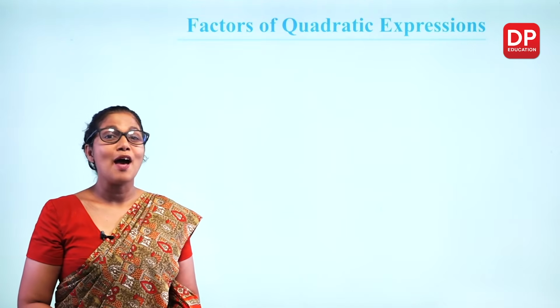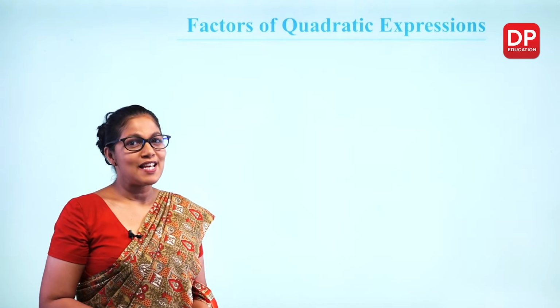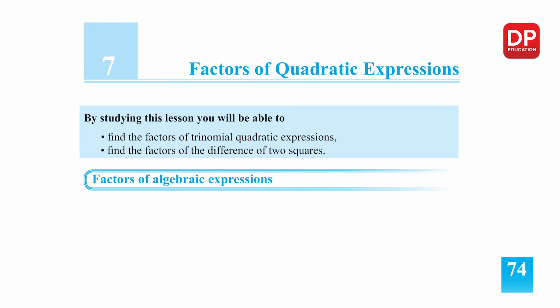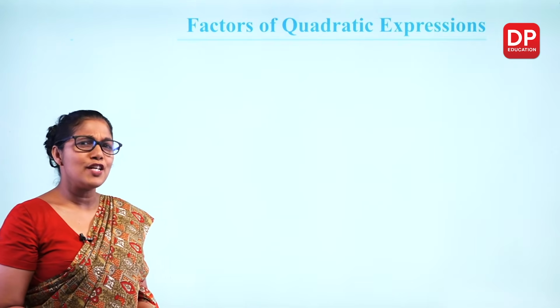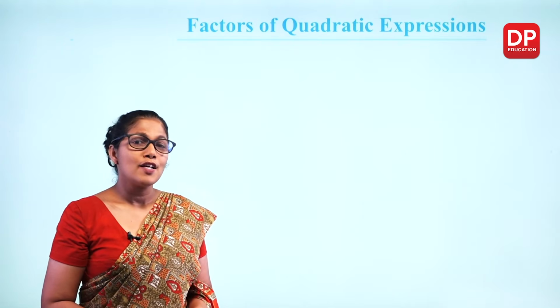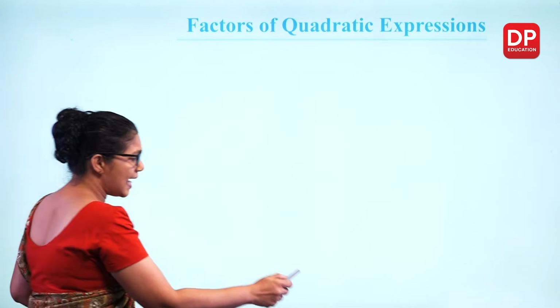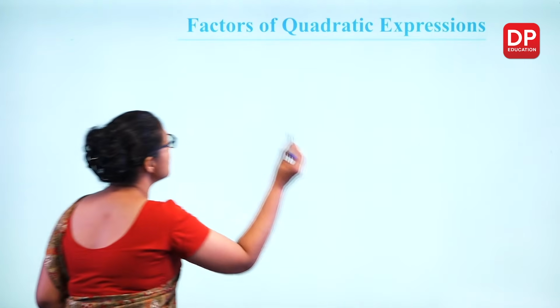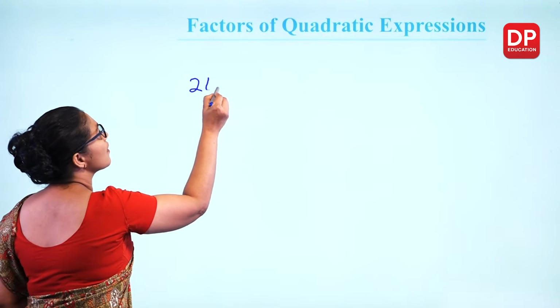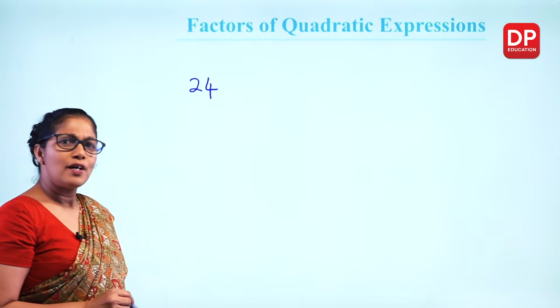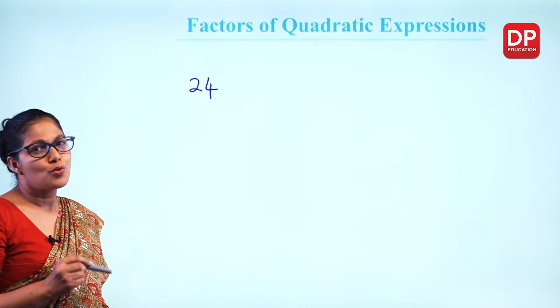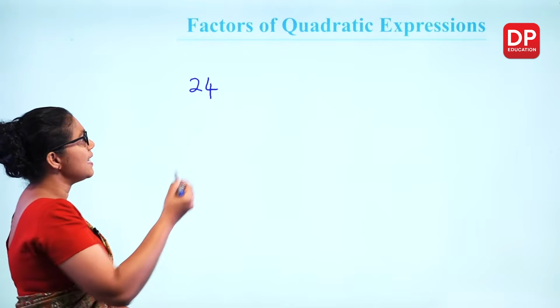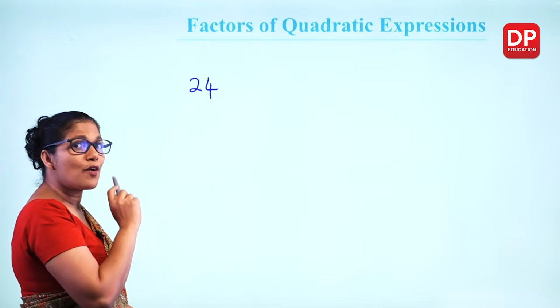Hello students, I am here to teach you chapter 7 in your textbook, called Factors of Quadratic Expressions. Before we start quadratic expressions, we need to see what factors are. So for that we'll take a number, 24. We'll try to write 24 in terms of two numbers. Okay, how can we write 24?